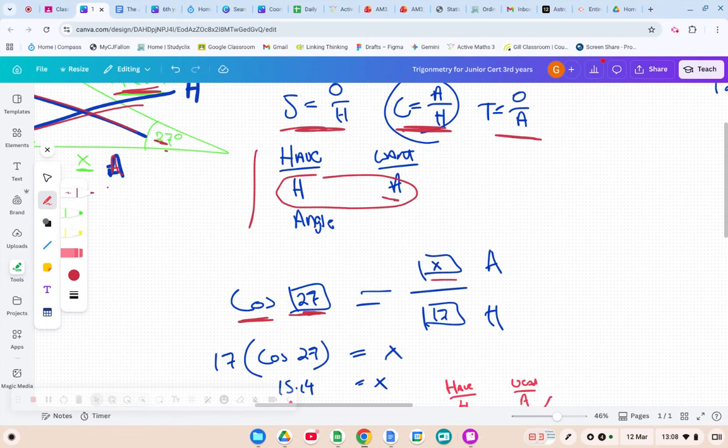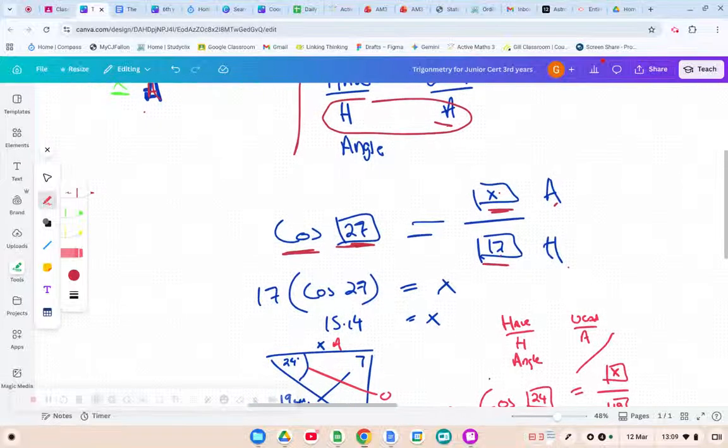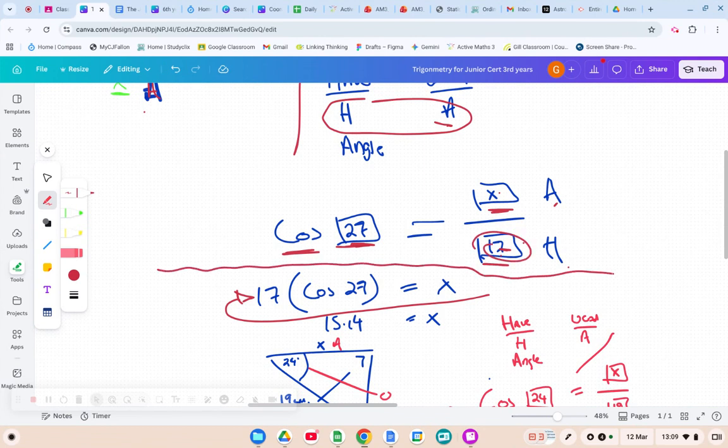We have this box here, and this box here, adjacent over hypotenuse, and we fill in the boxes, x over 17. So what we're looking for, x, is on top here. This is really important because there'll be other questions that will be slightly different. To finish out the question, we take this 17 that's underneath, it's dividing 17, and we bring it over here and multiply it in here. So to get the answer, it's the 17 that's underneath the line. So we bring it over and multiply it in here, and that's what I've written out here: 17 times cosine 27 equals x. So we just brought that number over, and the answer is 15.14.